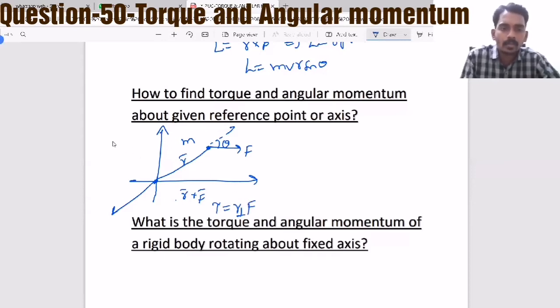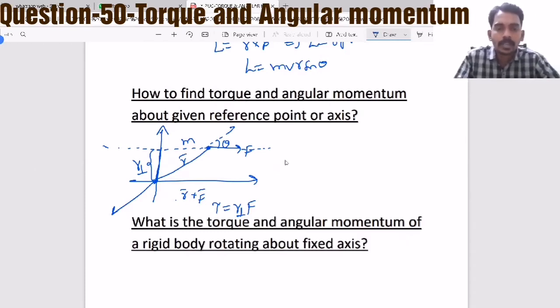To draw r perpendicular, you draw a line along the force direction, along the line of action of force. Then draw the perpendicular from the reference point on the line of action of force. That will become r perpendicular, nothing but r sin theta. Then the torque tau will become r perpendicular into force.